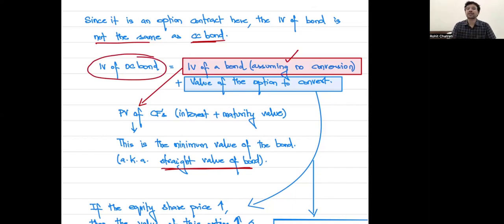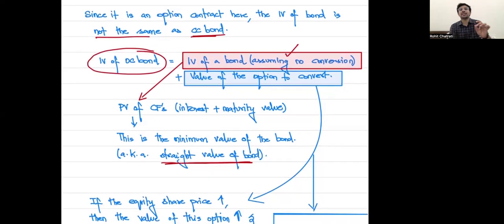So how do we calculate the intrinsic value of an optionally convertible bond? We start with the straight value of a bond, and then we add the value of the option. The ability to convert it into equity shares, if the share price is rising, is valued separately, and that value is added to the straight value of the bond, and this is how we arrive at the intrinsic value of the optionally convertible bond.